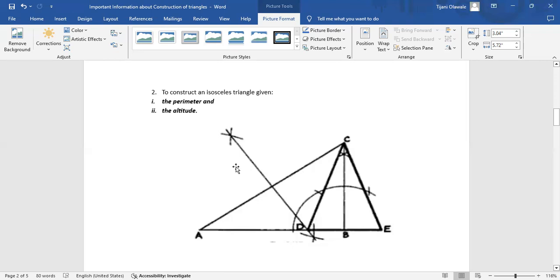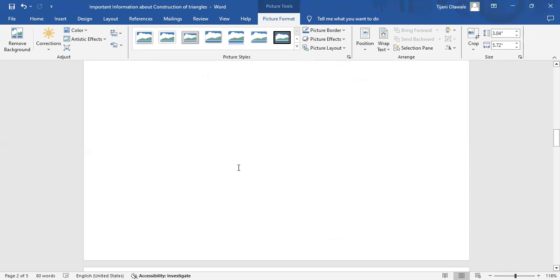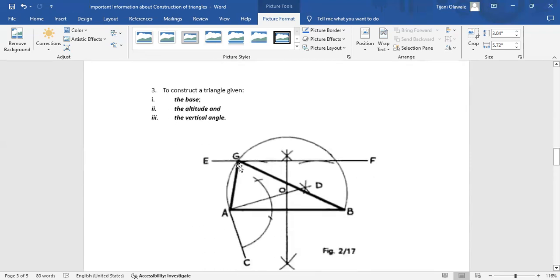So as simple as I've said it now. Then let's look at the next one that we are to do. As I said, what we are given for the construction is very, very important. So in this case, we are to construct a triangle when we are given the base, the altitude, and the vertical angle. Those are the things that we are given for this construction.